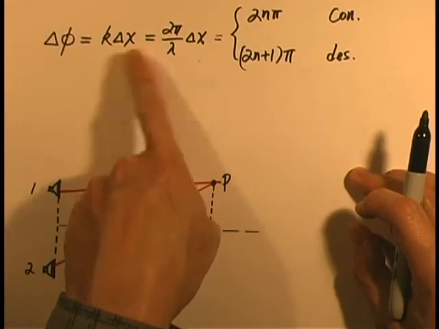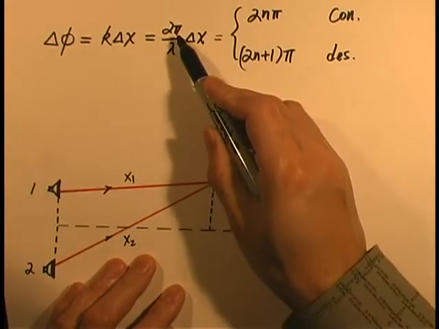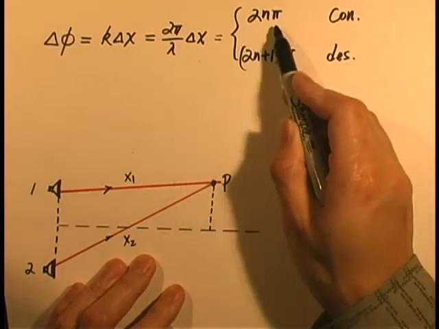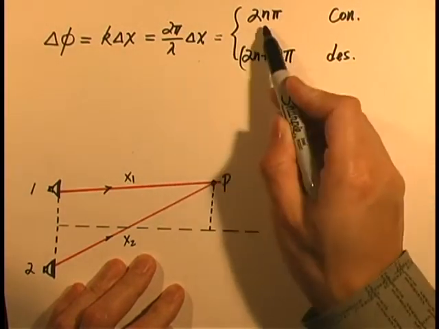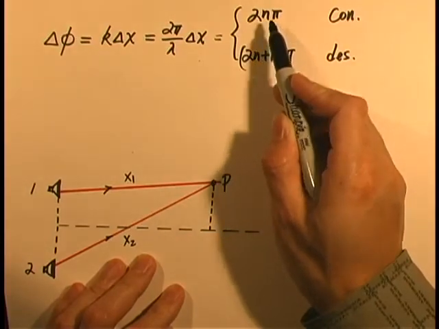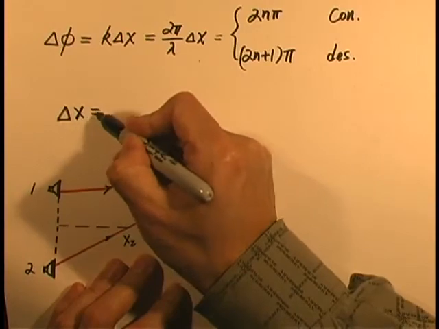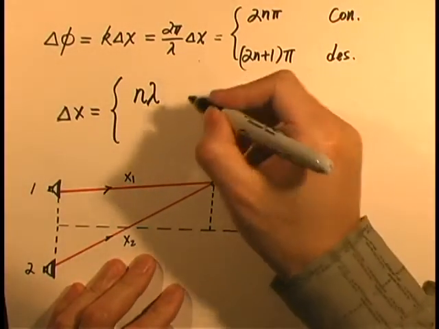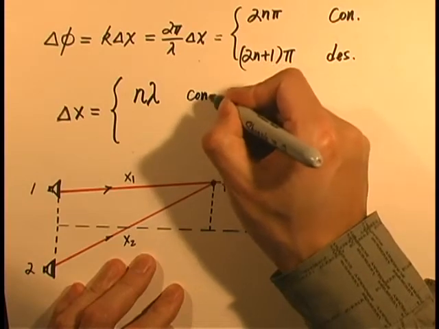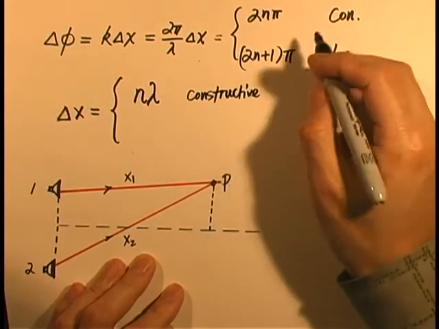I can solve for delta x alternatively. Instead of saying delta phi equals 2n pi, I say delta x equals what? You want 2 pi over lambda times delta x to be equal to 2n pi, right? The 2 pi and 2 pi cancel. What do you have? Delta x over lambda equals n. In other words, delta x equals n lambda. That is the condition for constructive interference, or interference maxima.